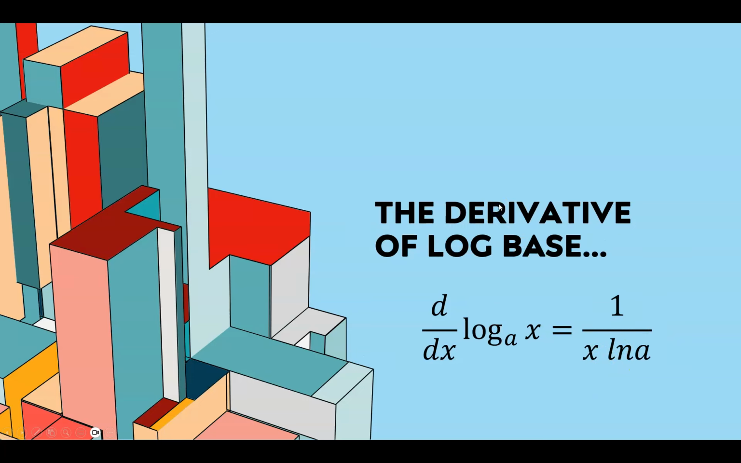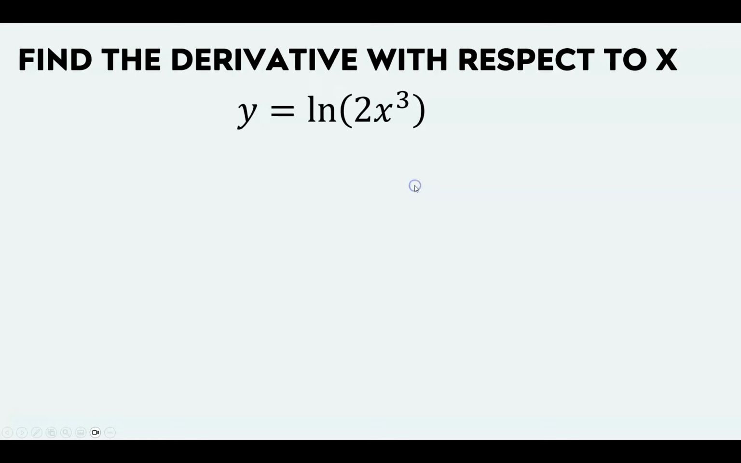The derivative of log base something is 1 over x, natural log of the base. And of course you could do chain rule here, but hopefully chain rule is no problem. Let's do a few examples to close this out.